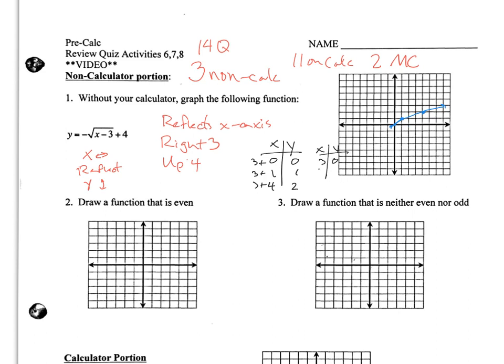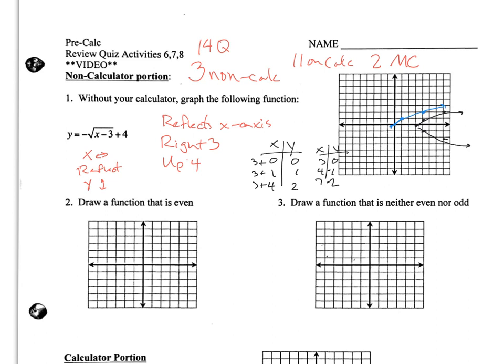So now we're at 3, 0, 4, 1, and 7, 2. So we're right here. I don't know if we have 7, 2, do we? We sure do. So here we are. Now, when you reflect this around the x-axis, you change the sign on the y. So that makes those negative. So now we're just down here. This is the new graph.